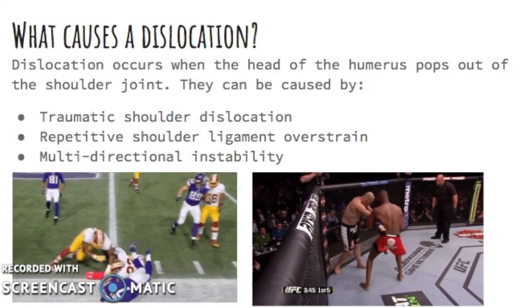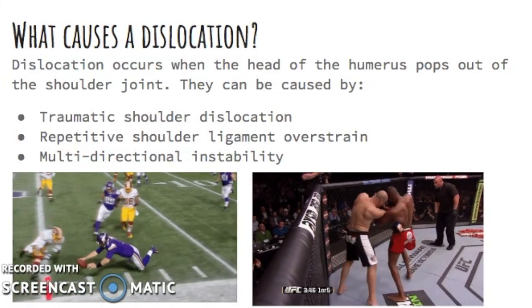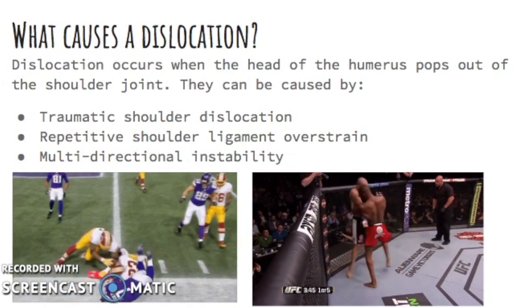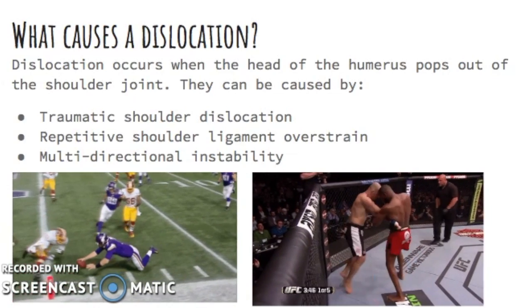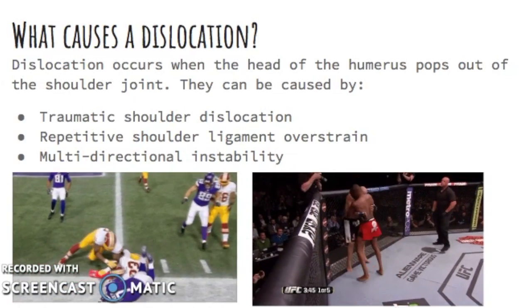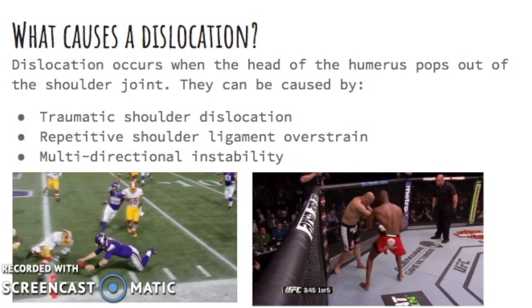Basically, when the head of the humerus dislocates, the glenoid and the ligaments in the front of the shoulder are often injured. The cartilage rim around the edge of the glenoid may also tear. There are many factors that could cause a dislocation. I will be going through the most common of these causes.